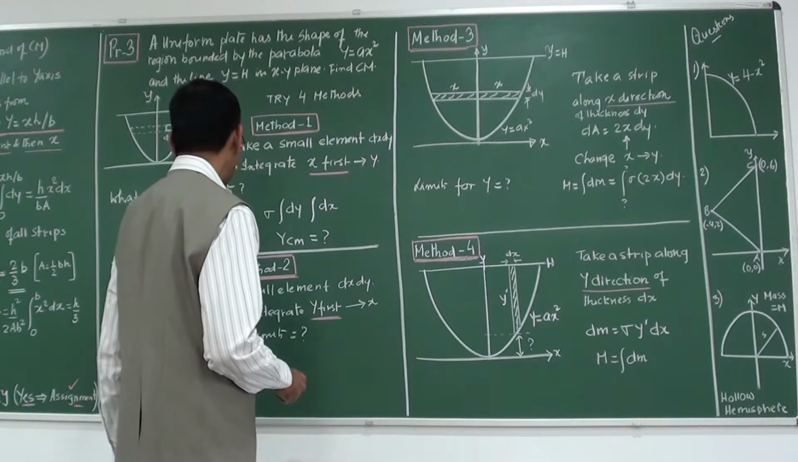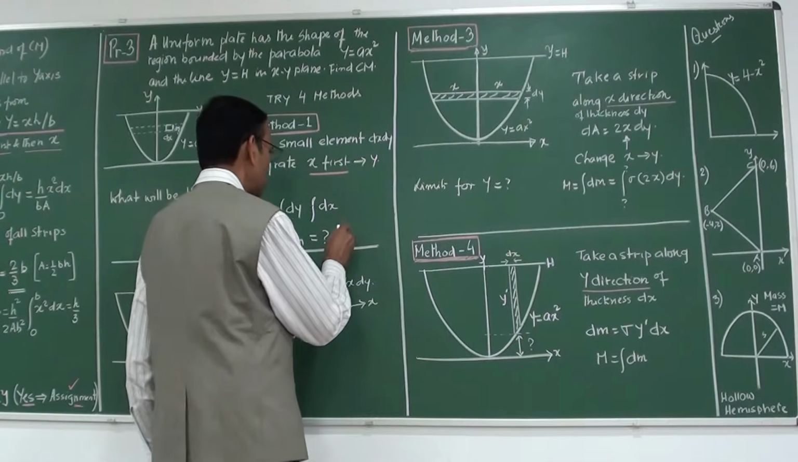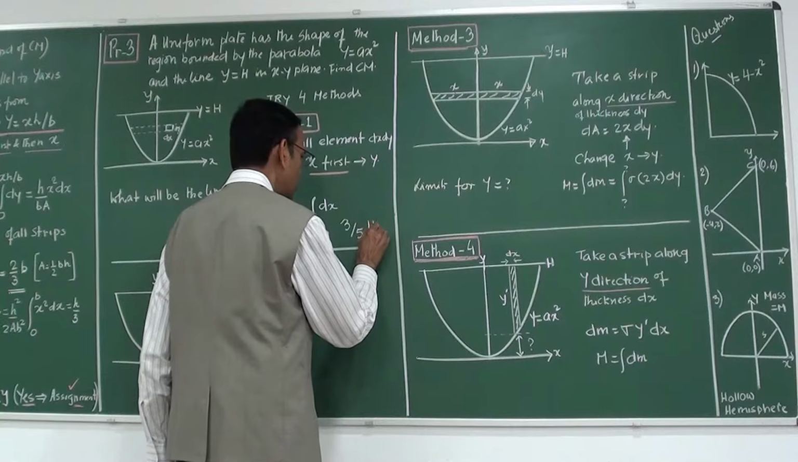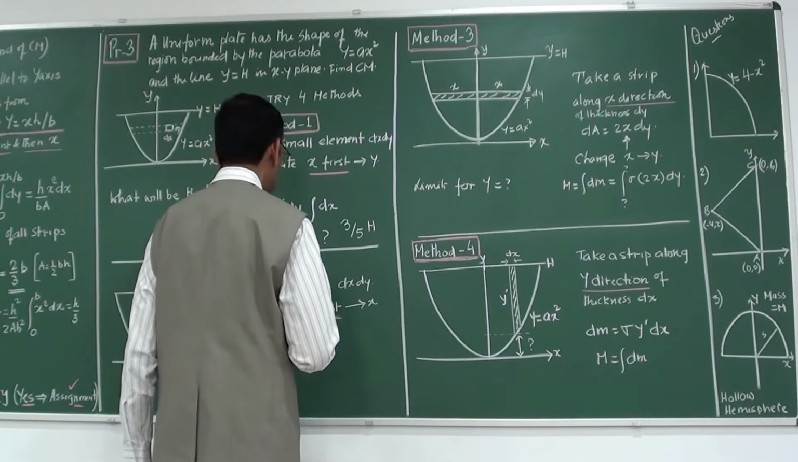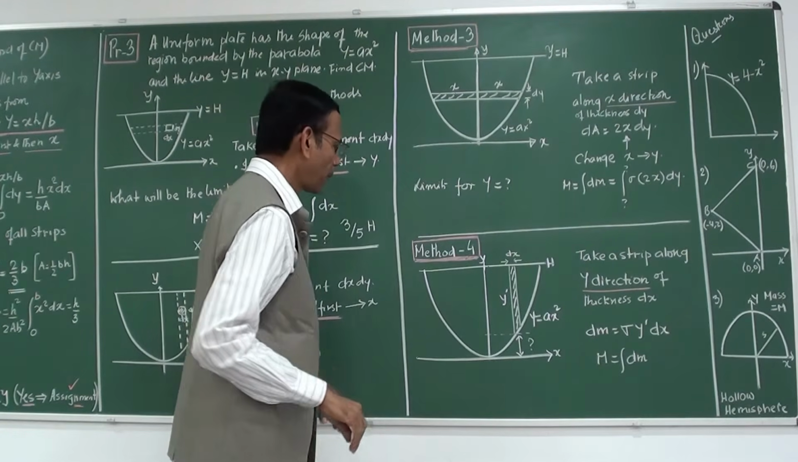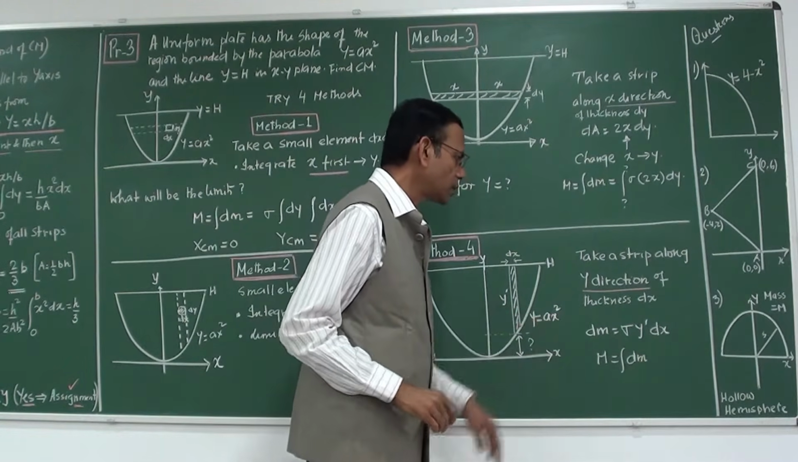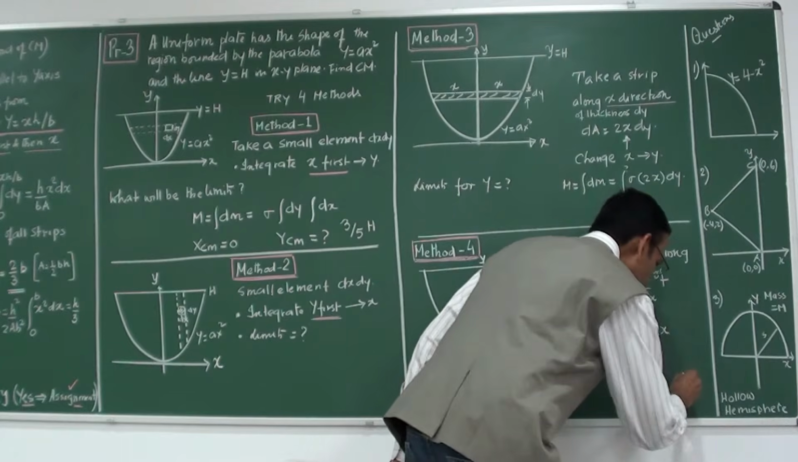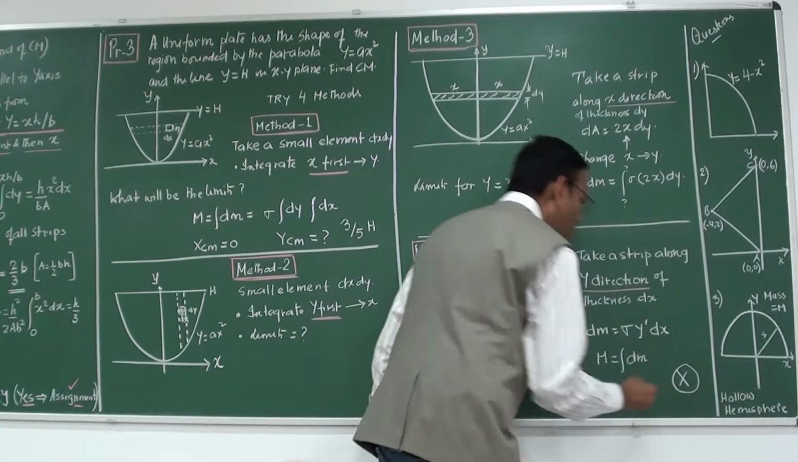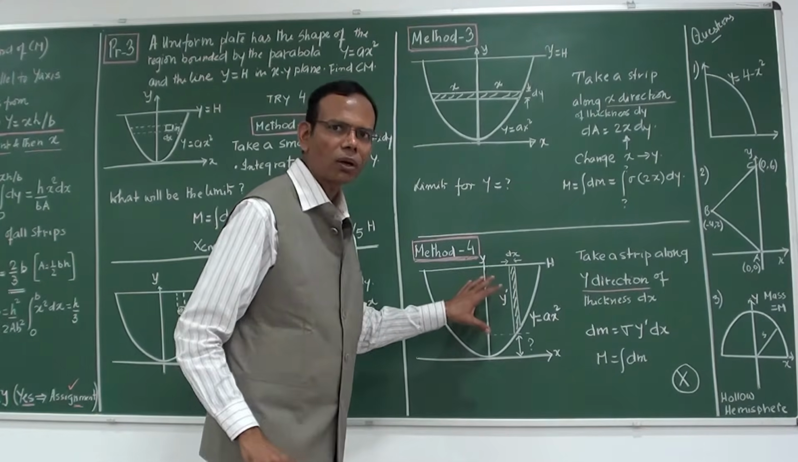Anyway, the answer here is 3 by 5 h. You can see that YCM is actually 3 by 5 h. That is your J cap. But most probably this method will not work, and don't follow it, because it doesn't make sense as well.